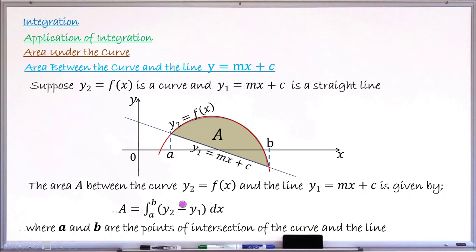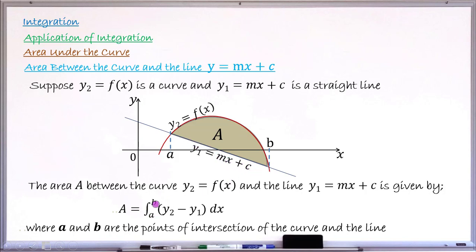And when you find the integral function, you now substitute those limits. It will give you the area. So this is the simple formula we use to find the area between the curve and a straight line y1 = mx + c.